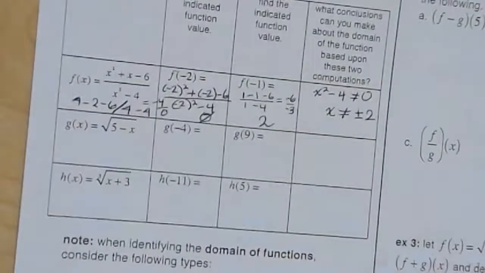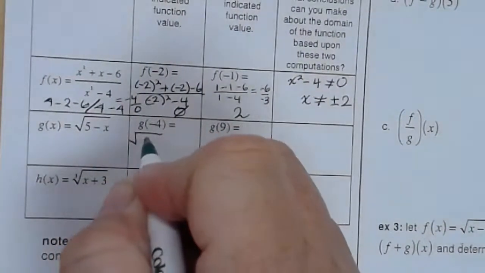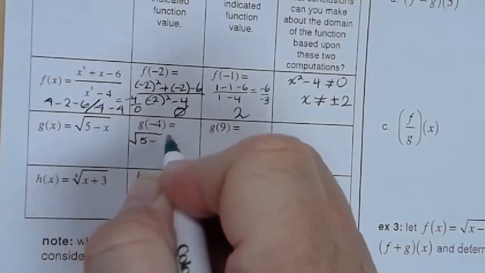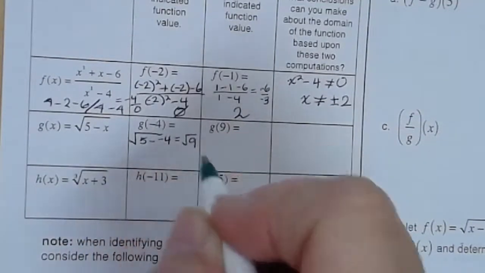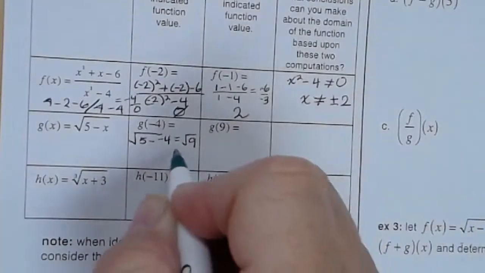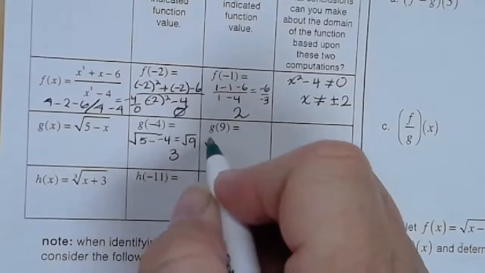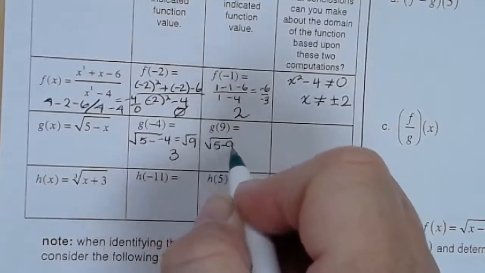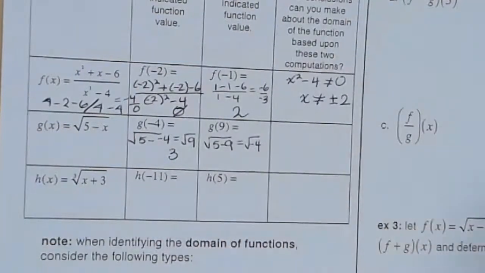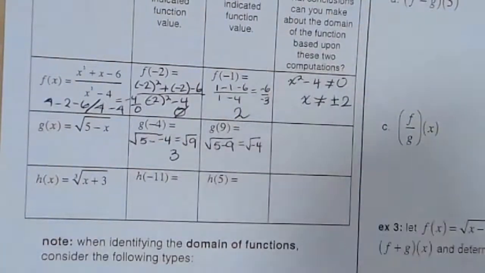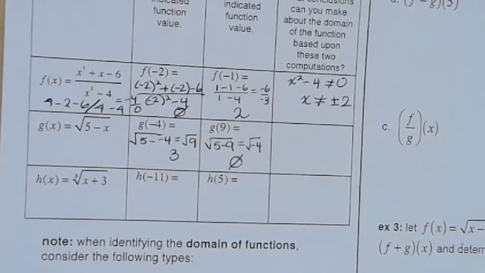Then we look at this next one. G of negative 4 would mean that we would go 5 minus negative 4, which becomes square root of 9, which is 3. Then if we do g of 9, we get square root of 5 minus 9. We get square root of negative 4. Now, without dealing with imaginary numbers, because we're talking about real numbers now, there's no solution.